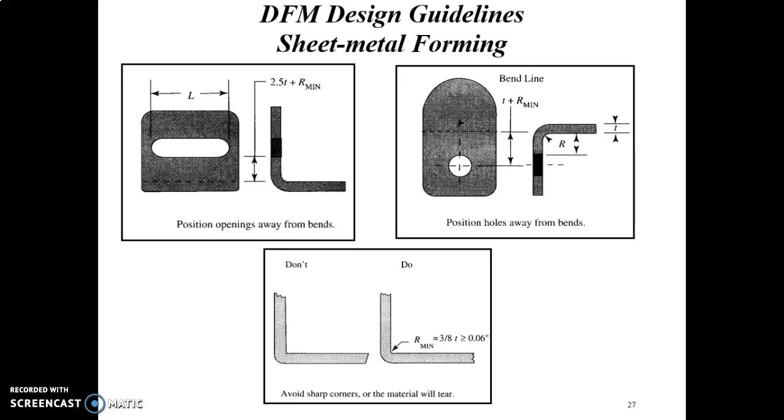So we continue our chapter 5, which is DFM and DFA for sheet metal forming. Right, so this is the figure about the bending. Okay, bending for sheet metal.